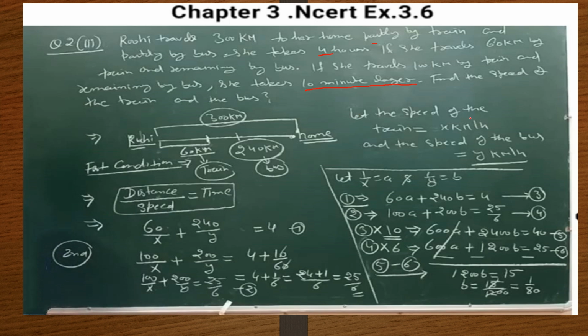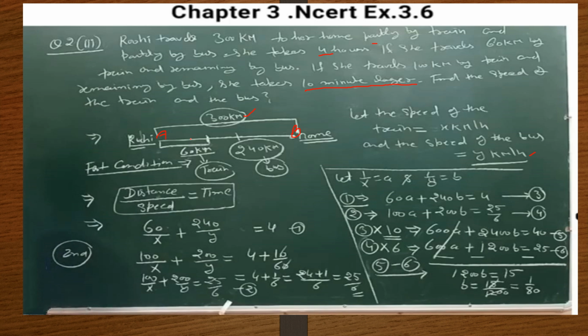Students, we suppose the speed of the train is x kilometer per hour and the speed of the bus is y kilometer per hour. Now here, this is the distance, 300 kilometer. Suppose this point is A, and this is the point of her home, suppose this is B. The distance between A and B is 300 kilometer. This is according to the first case.